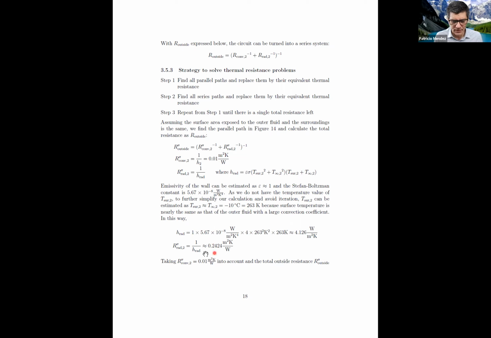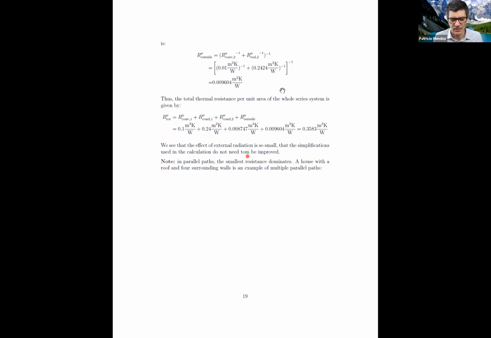Look, the resistance of radiation, 0.2424, is a lot bigger than the resistance to convection. In a parallel circuit, that means that the small resistance dominates, which means the convection dominates, and radiation is almost as if it was not there, right? So I do the sum of the reciprocals, and I end up with something that is so close to 0.01, right? 0.0096, even closer. So what is the effect of radiation in this particular problem?